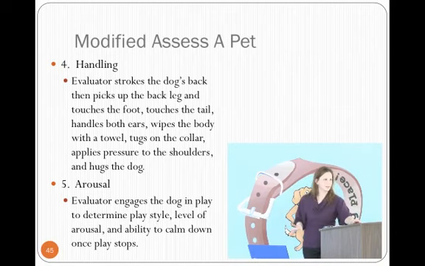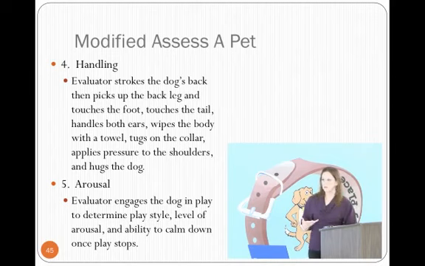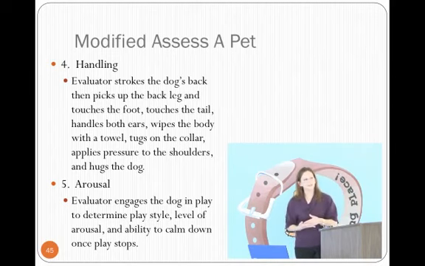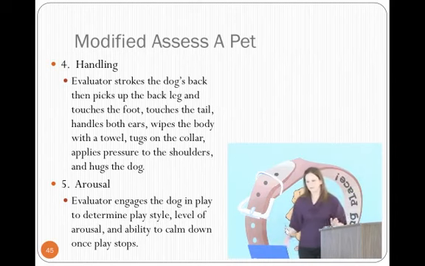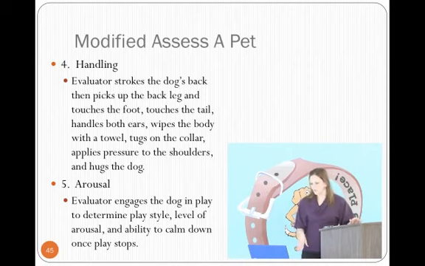They may apply pressure to the shoulders, so push down on the dog, and then give the dog a hug. Again, safety is an issue here, so if we're evaluating potentially aggressive dogs, we have to have a safe way to try to hug a dog. Again, she's very specific on how you go about putting this dog into a gentle restraining hug, and then how to get away from the animal in a safe manner. Then they do look at arousal level. So again, they engage the dog in play. It's a little less specified than the tag test with SAFER. Then we try to determine the play style, the arousal level, and how long it takes the dog to calm down afterwards.